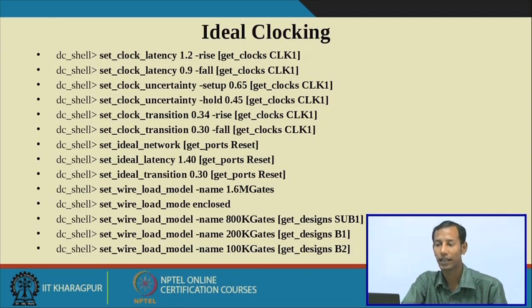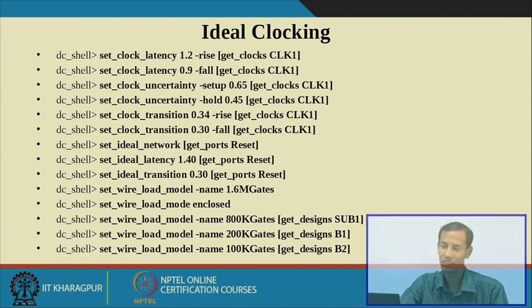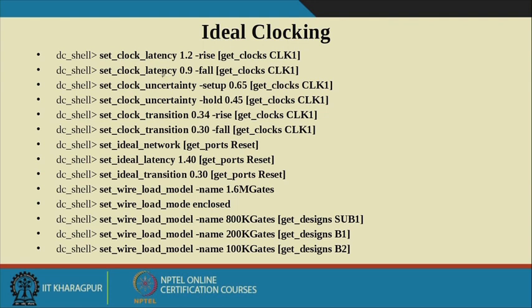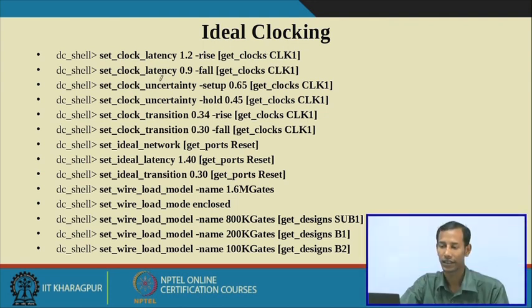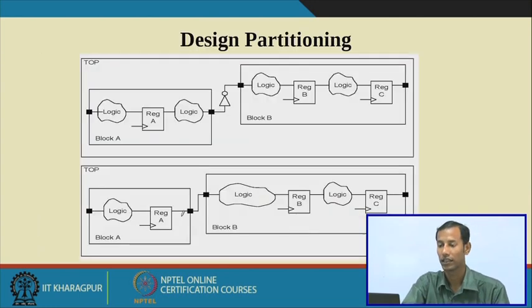So for ideal clocking, these are the comments you see here, all these things have been prompted in DC and DC shell. So set clock latency with respect to rise, set clock latency with respect to fall, set clock uncertainty with respect to setup time, set clock uncertainty with respect to hold time, then transition with respect to rise, transition with respect to fall, and all these things. What wire load model we used, that thing also can be done.